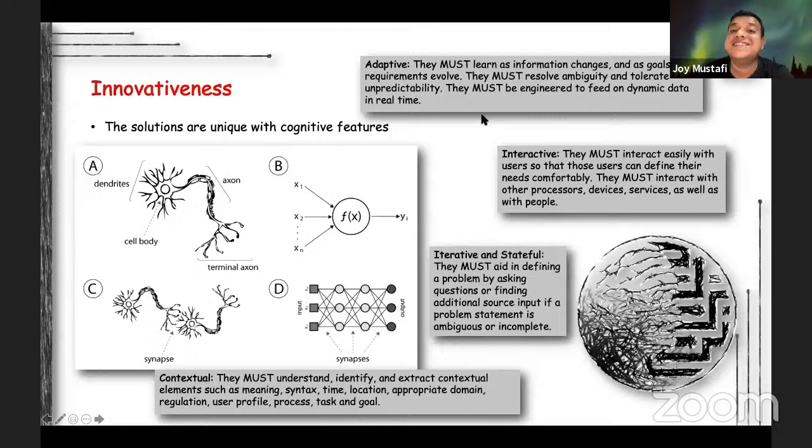One of them is whether it is adaptive. If the information is changing, then the goals and requirements may also change, and then how do we resolve this ambiguity and tolerate that unpredictability? For a simple example, this COVID-19 situation. A lot of the time series models we had last year, which went very well for the last 5 or 10 years, failed. Why? Because suddenly this pandemic happened, COVID-19, and a lot of businesses got impacted.